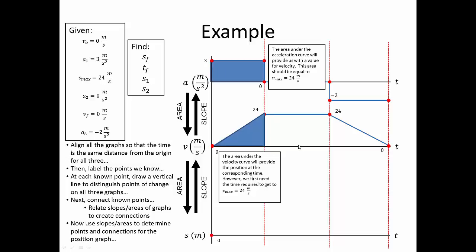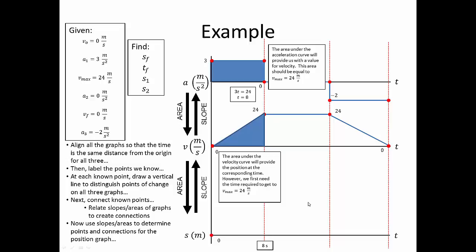In order to get that time, we're going to look at the acceleration graph. Now the area under the acceleration graph will give us the value for the velocity. So this area of this rectangle must equal 24, or our maximum velocity. In order to calculate that, we need to multiply 3 times the time associated with this part of the rectangle, and that should equal 24. So 3t equals 24. Solving for t, we get a time of 8 seconds. We can go ahead and write that down here at the bottom of our graphs, 8 seconds.